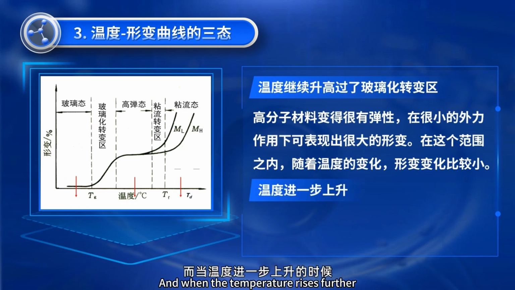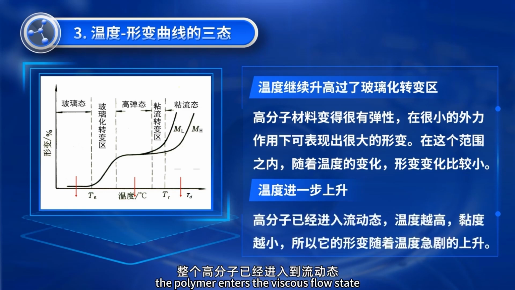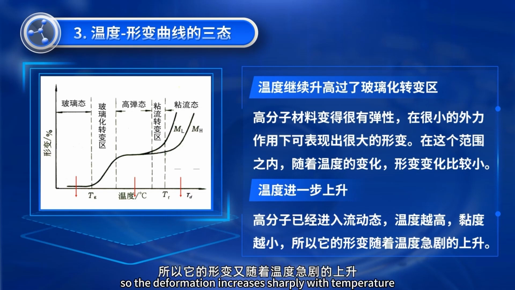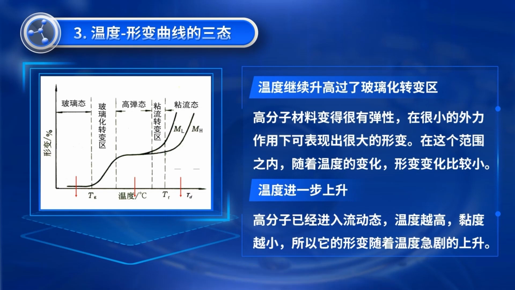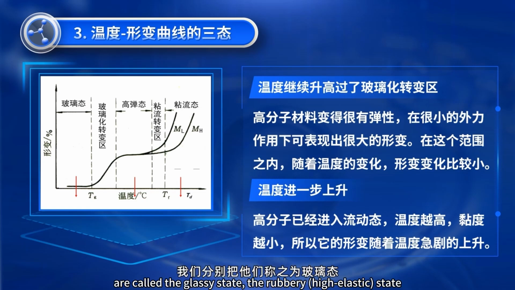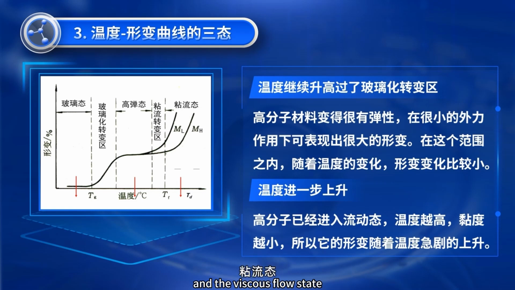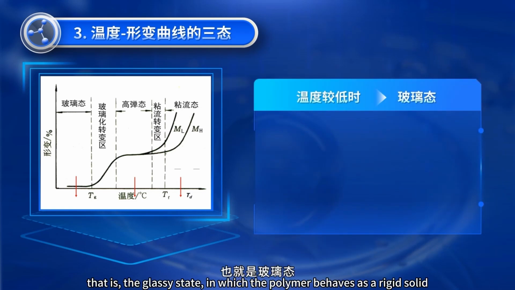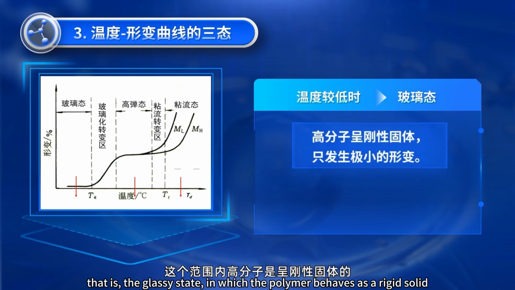And when the temperature rises further, the polymer enters the viscous flow state. The higher the temperature, the lower the viscosity. So the deformation increases sharply with temperature. The states corresponding to these three regions are called the glassy state, the rubbery, high elastic state, and the viscous flow state.